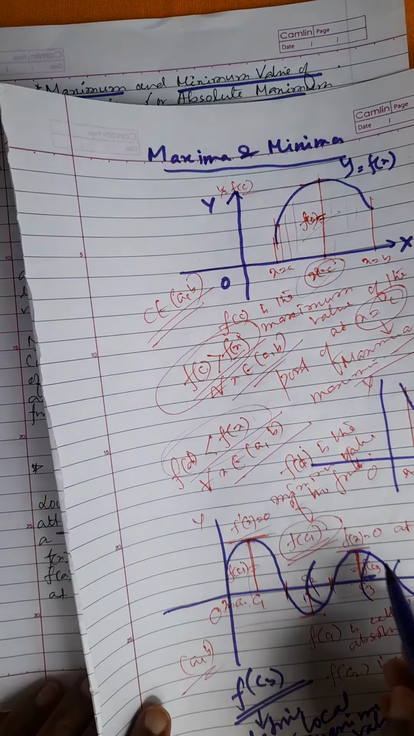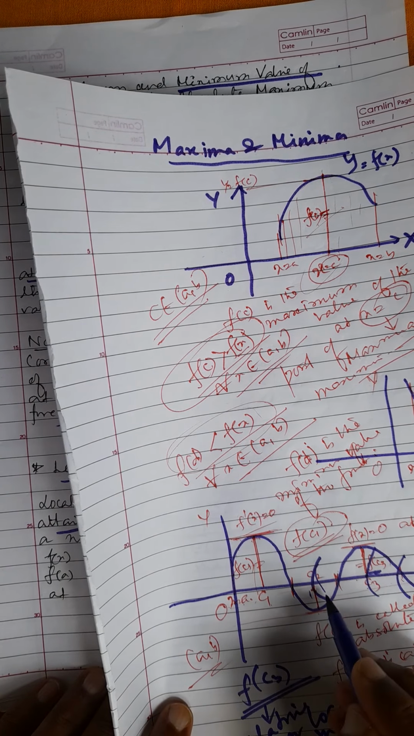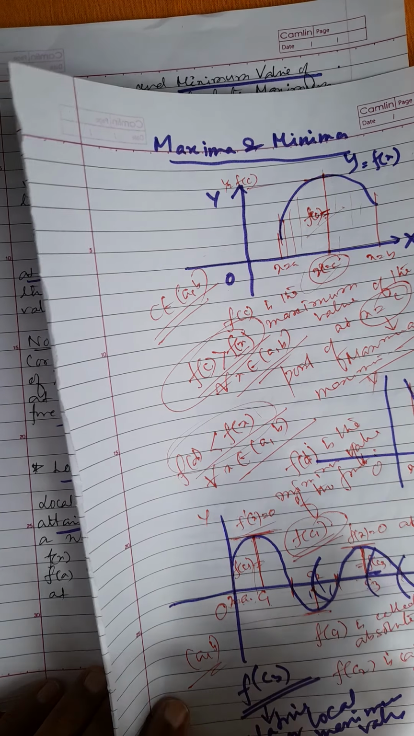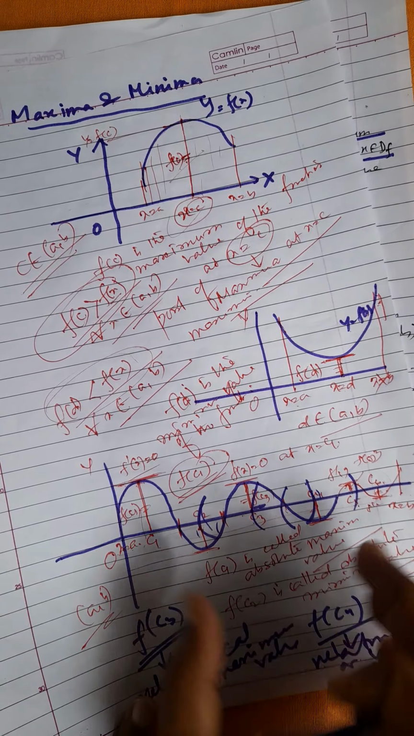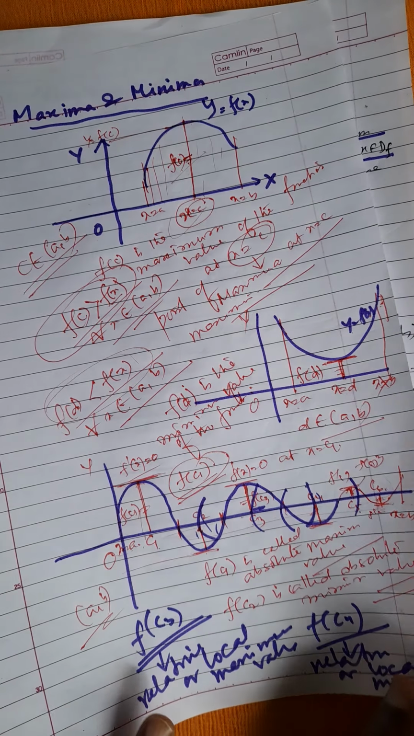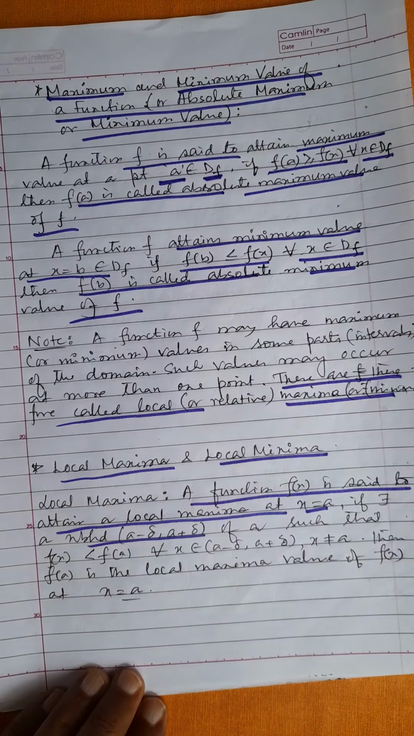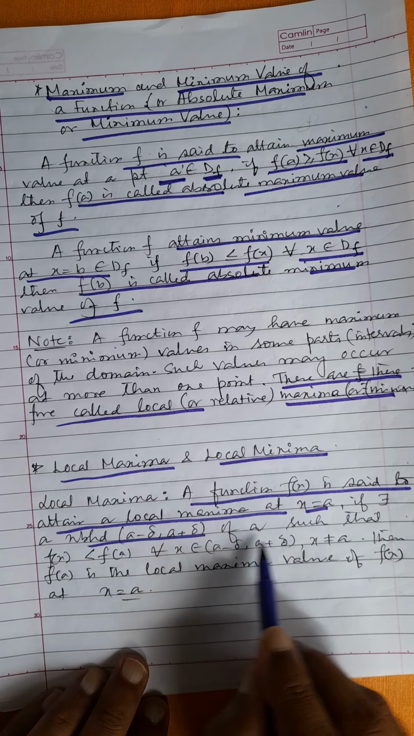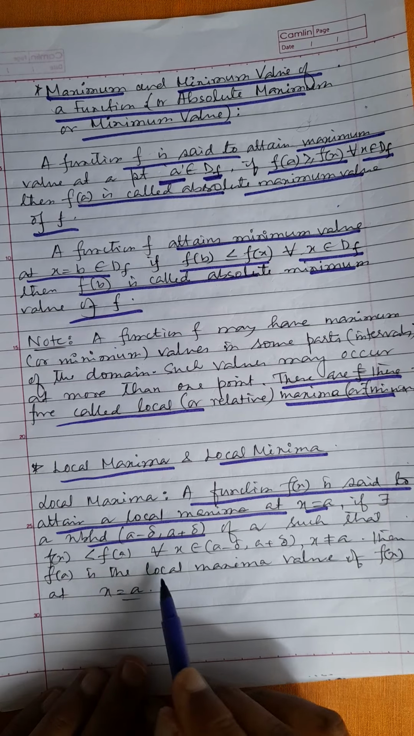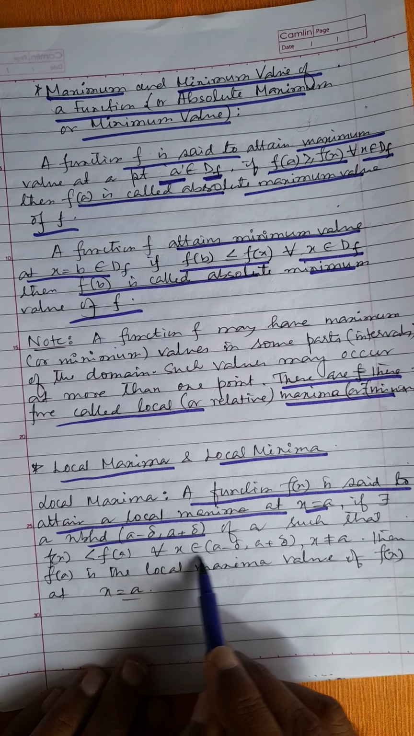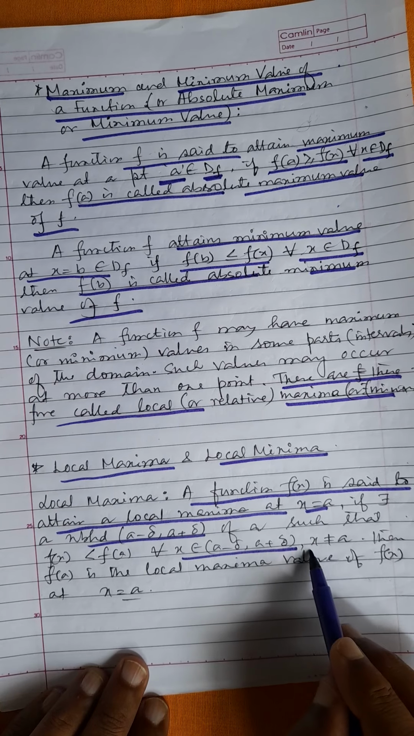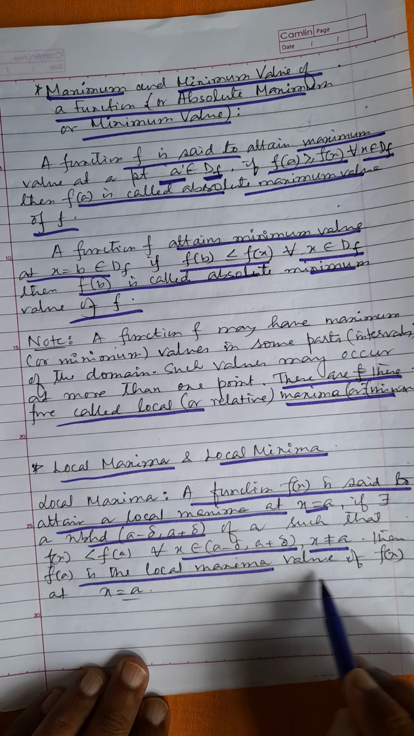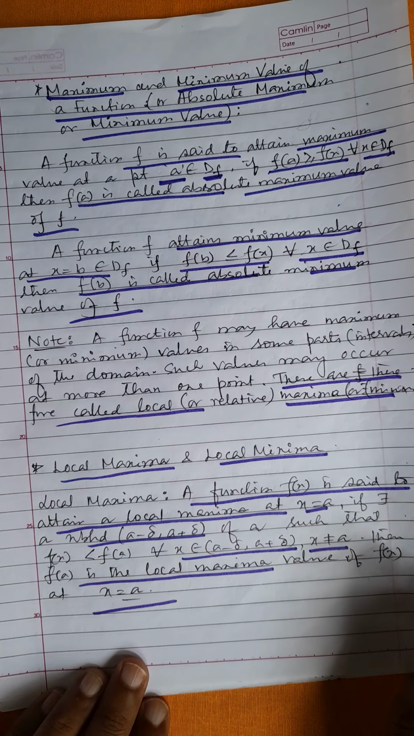I told you about that neighborhood. Suppose this is the point x is equal to a. These points are the neighborhood, where small changes are there. We are showing it largely here, but we take a small area within the interval, that is a minus delta, a plus delta, nearest to a, such that f(x) is less than f(a), for x belonging to a minus delta, a plus delta, x not equal to a. Then f(a) is the local maxima of f(x) at x is equal to a.